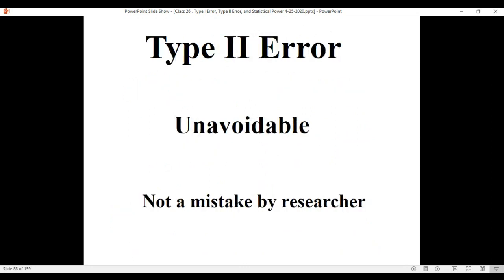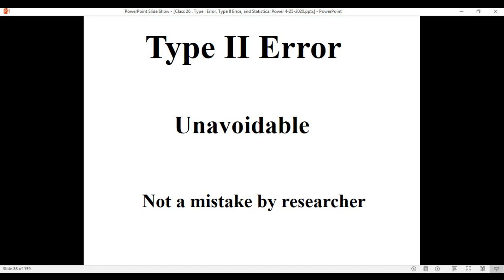Now, type 2 error, like type 1 error, is unavoidable. Type 2 error is not due to a mistake by the researcher. There will always be some risk of type 2 error anytime we use the t-test or any other type of null hypothesis significance testing.